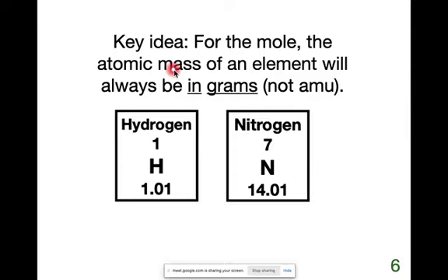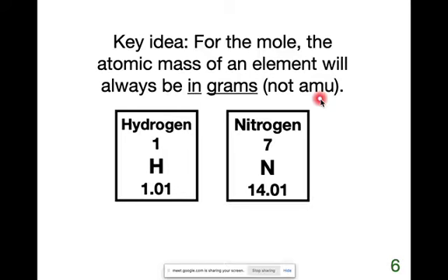Okay, now the key idea for our purposes is that for the mole, the atomic mass of an element will always be in grams, not AMUs. And you may have forgotten AMUs. We learned this in our first unit. AMU stands for atomic mass unit, and it's defined to be 1/12 the mass of the carbon-12 isotope. Some of you might remember that. The reason is that carbon-12 has exactly 6 protons and 6 neutrons. So if we take the mass of that atom and divide it by 12, we have the mass halfway between a proton and a neutron, and that's the definition of an AMU.